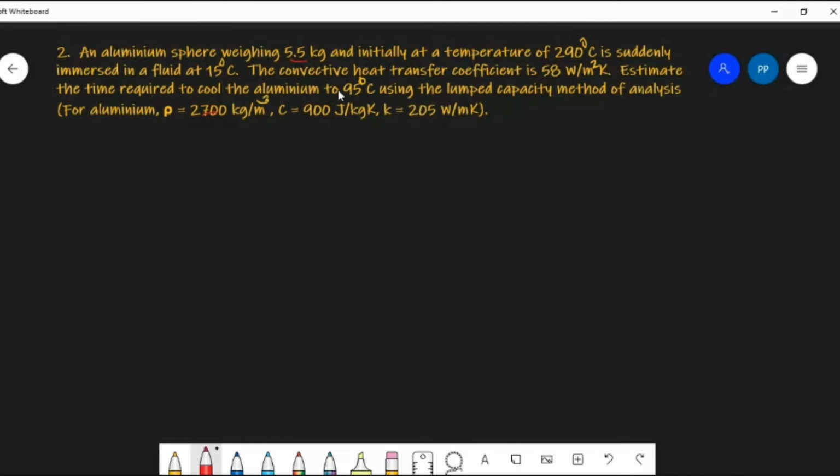Except that you just have to estimate the time required, which we have done in part A of the previous problem. So first, let us list out the data here.